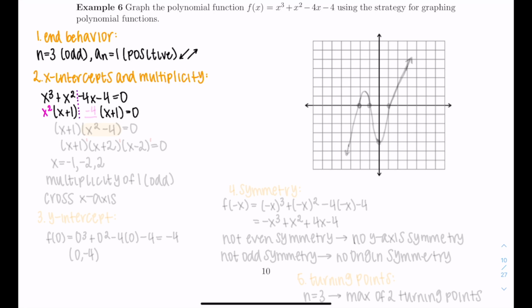So what needs to go up front? Well, we have negative 4x minus 4, and so we can put a negative 4 up front. So we have x plus 1, and then we've got x squared minus 4. Well, again, we have that difference of squares, if you've noticed. And so that can factor a little bit more. That's x plus 2 and x minus 2.